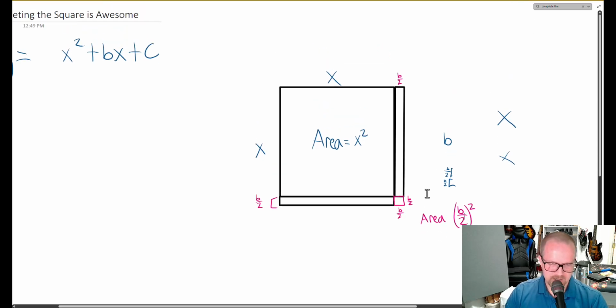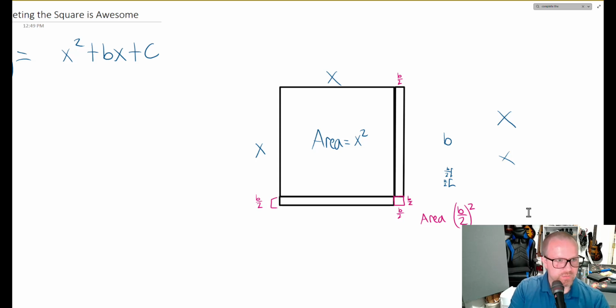Well, the original formula we started with here was x squared plus bx plus c, and now we've added this b over 2 squared term. That was not there before. So we're going to add our b over 2 squared term, constant it is, and since we've added it, we're going to have to subtract it as well to compensate for the fact that we changed our equation.